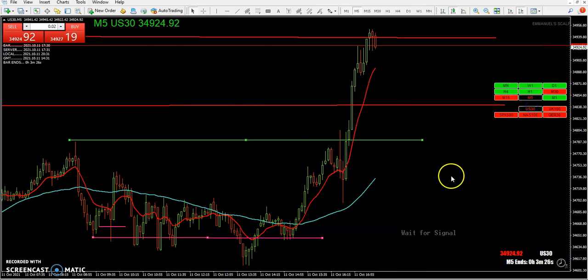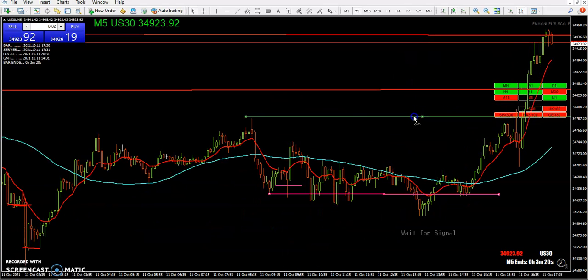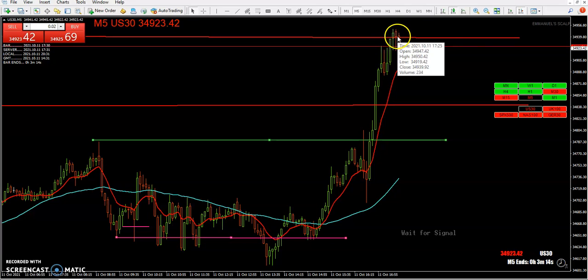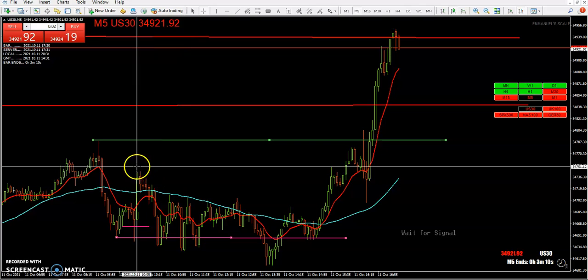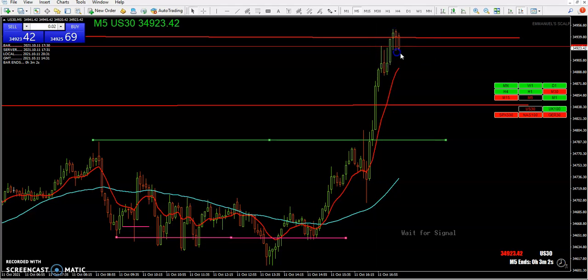Look at US 30. You remember I said if it goes above here, we'll take a trade. Obviously I was not watching, but it went up. And this is a previous high. It broke through that. And this is another previous high. If it breaks through that, it's going to go higher. So if we had paid attention and got in here, we would have been 143 points in profit over here.